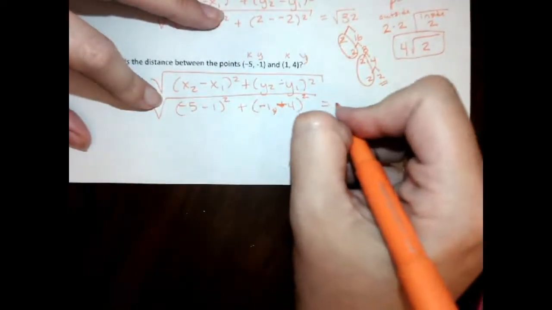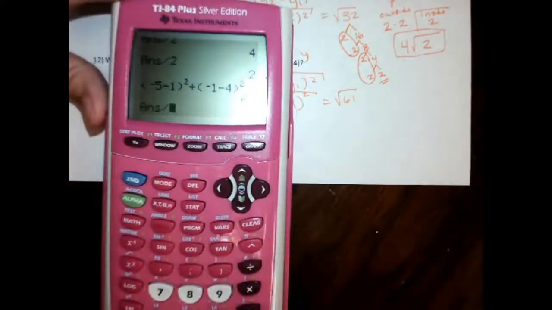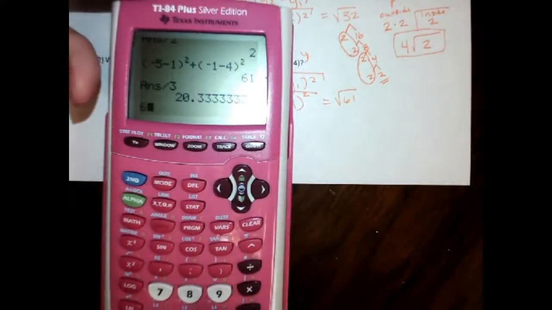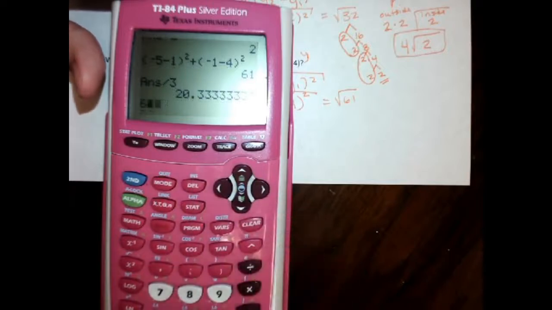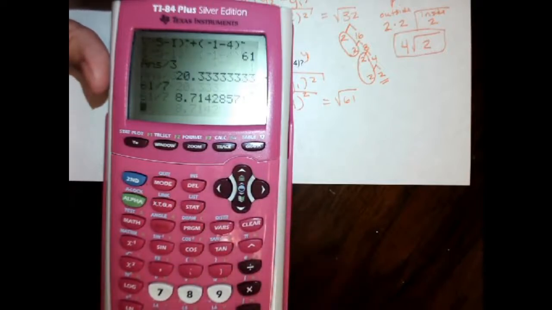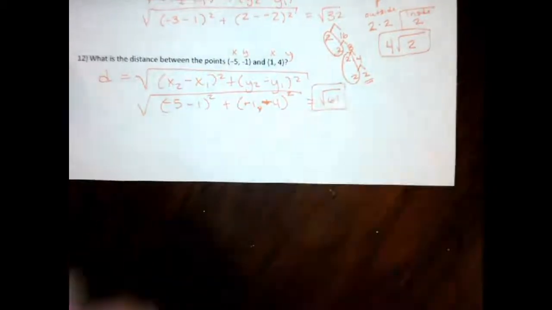Square root of 61. Well, will that factor at all? It's not going to be 2, maybe 3. Nope. 61, maybe 7. Nope, nothing goes in there evenly. So if nothing goes in there, that's just my answer, and I just stop right there.